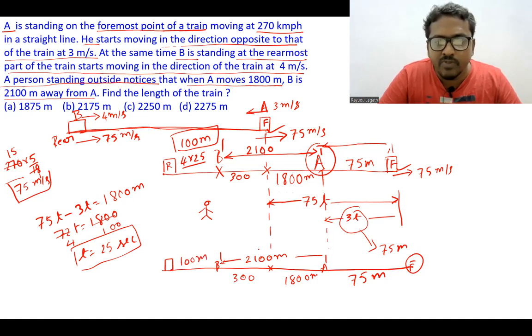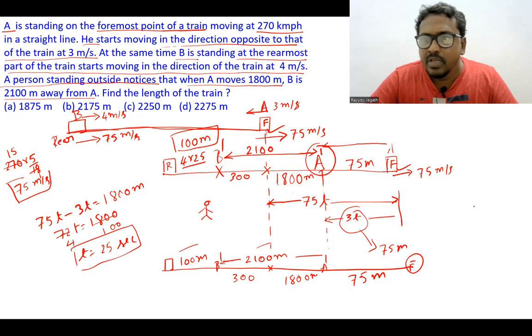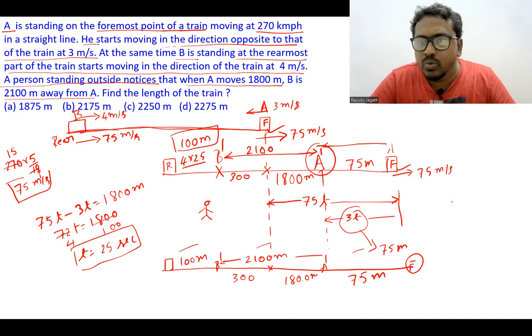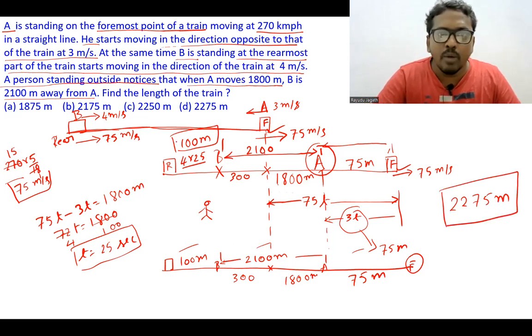So 100 meters plus 2100 plus 75, so 2275 meters is the length of the train. 2275 meters. So option D.